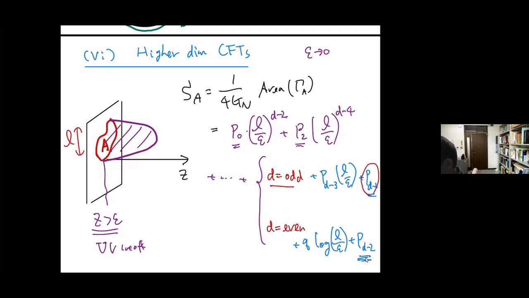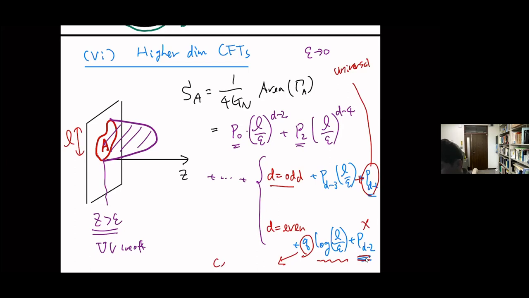This constant is not so important, but this guy is very important. This guy is universal, because it does not depend on the cutoff. But the other one is not so interesting, because if we shift the epsilon cutoff scale, then because it's log, the previous term changes, and we get some constant shift. So that is not interesting, but the coefficient of the logarithmic term is interesting.